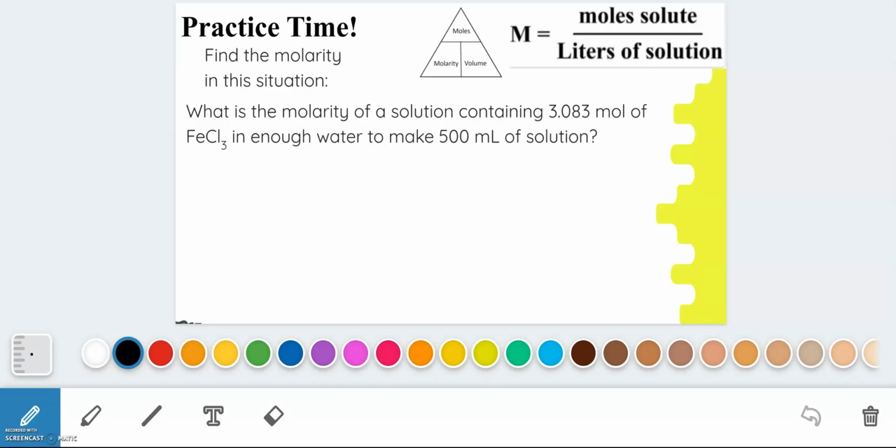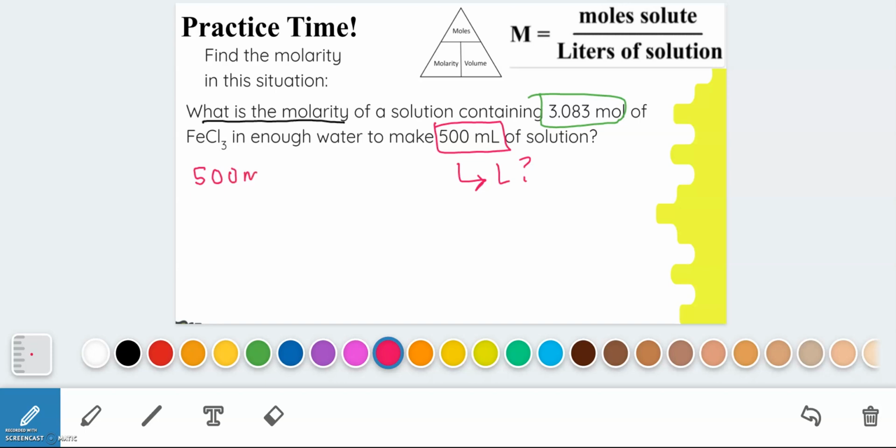Finally, our last problem here, what is the molarity of a solution containing 3.083 moles of FeCl3 and enough water to make 500 milliliters of solution. This time, we do not have liters. What? We need to get to liters. So first, before we even start calculating molarity, we're going to have to convert into liters.